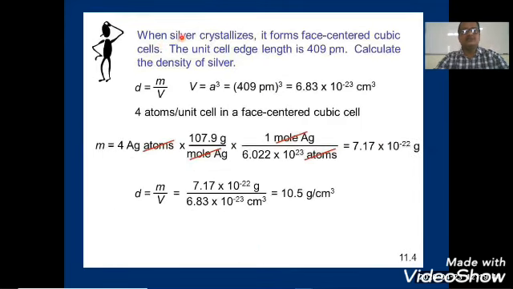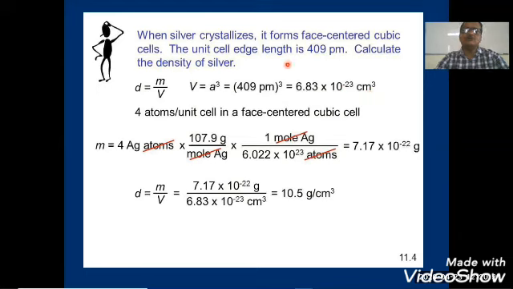So this is a problem. When silver crystallizes, it forms a face-centered cubic cell. The unit cell length is 409 picometer. Calculate the density. So density is mass by volume. Here the volume is a cube, where a is the edge length, 409 picometer. 1 picometer is equal to 10 to the power of minus 10 centimeter. So 409 picometer cubed will be equal to 6.83 into 10 to the power of minus 23 cubic centimeter.